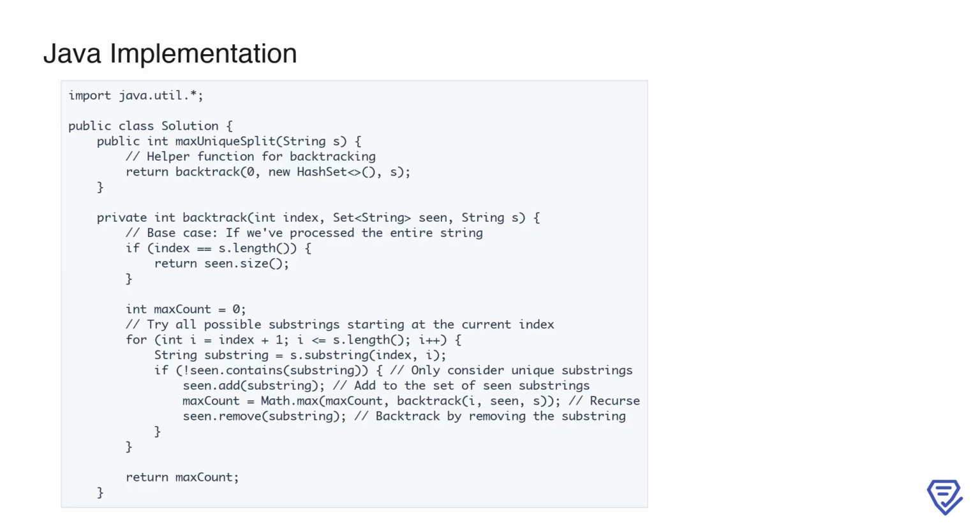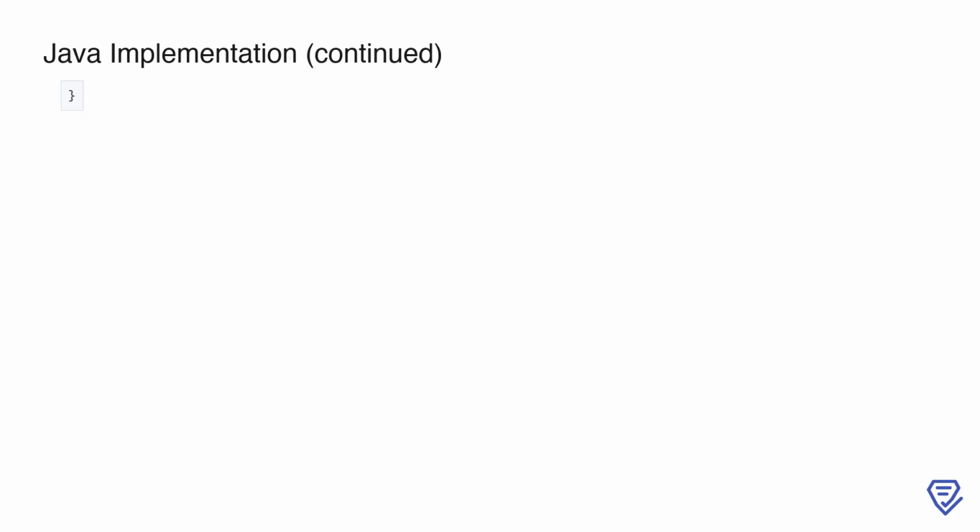If it is unique, we add it to the set, make a recursive call to continue processing the rest of the string, and then backtrack by removing the substring from the set. This process ensures that we explore all possible combinations of unique splits. Finally, we close the class definition, wrapping up our solution.